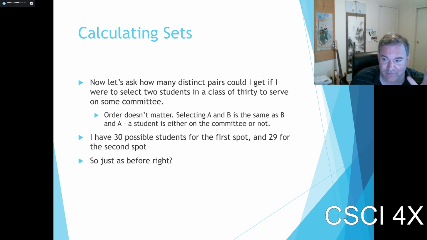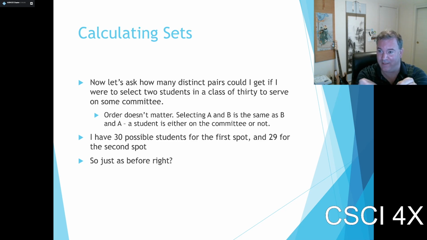And there's pretty much always fewer ways of making sets than there are of lists because there's no ordering, right? It doesn't matter. There's not like A's first and B's second. You're either picked or you're not picked. So I've got 30 students for the first spot and 29 students for the second spot. But it's not going to give me the same number. I shouldn't be getting the same number because A and B and B and A are the same in this case. So you have to divide by the number of duplicates you can get.